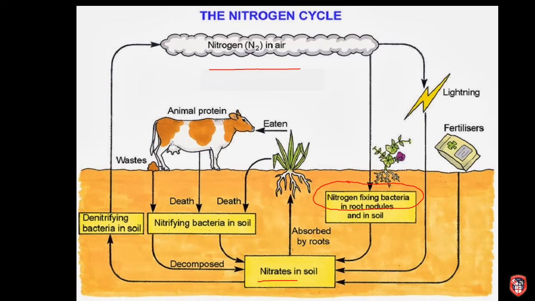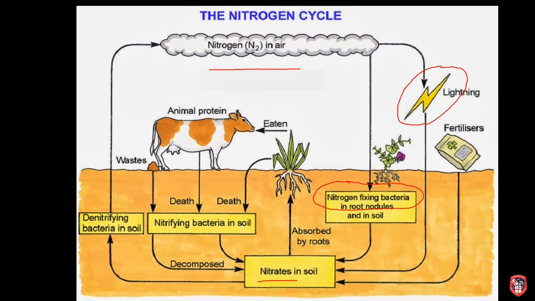Another way it happens naturally is by lightning. Now if we think here, lightning is so hot and has so much energy that it causes the nitrogen and the oxygen to combine, and we can form nitrates during that process.